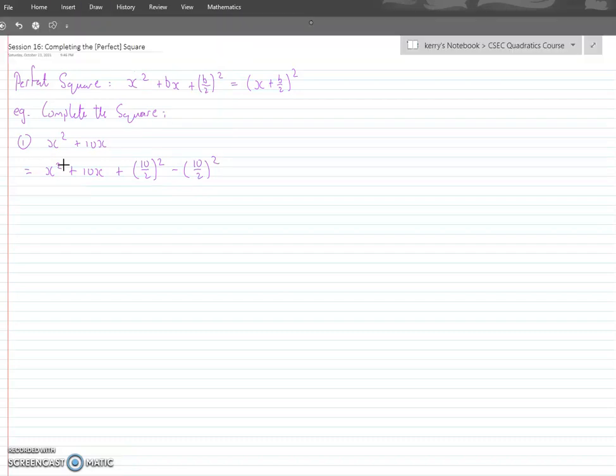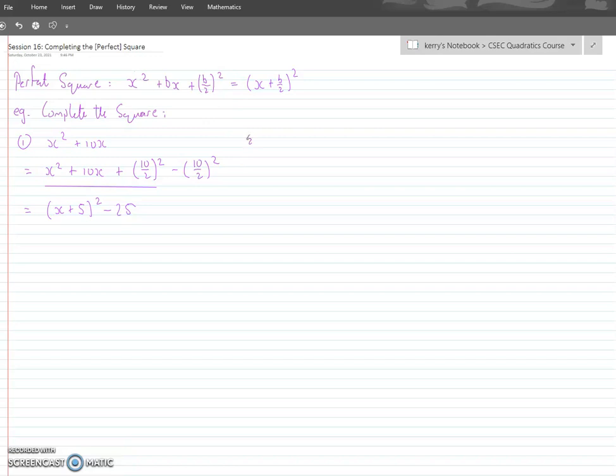Now, the first three terms are of this form, x squared plus bx plus b over 2 squared. So I can now write this as x plus b over 2, which is 10 over 2, that is 5, squared. And outside here, I have minus 5 squared, which is 25. We're done. That's all completing the square is. You just have to take your time and remember your perfect square formula.